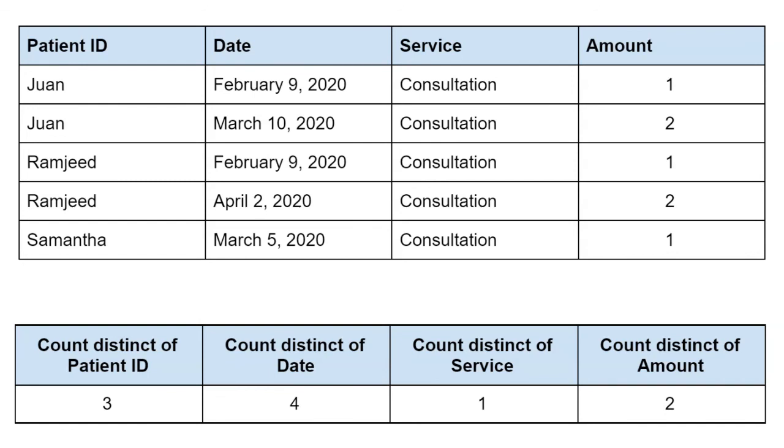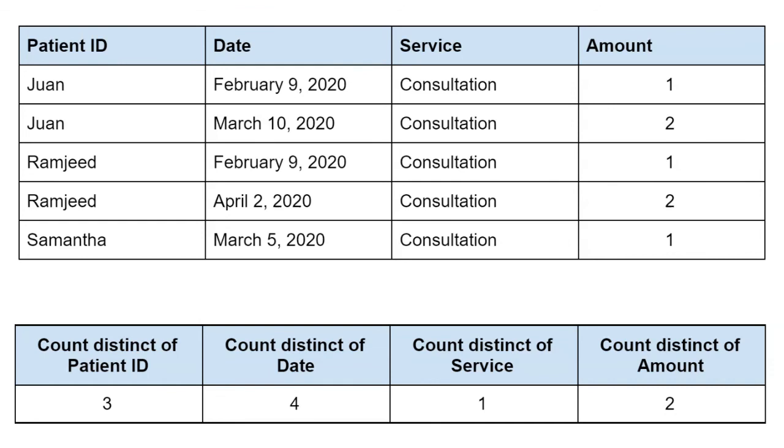We get this output because there are 3 unique names in our dataset. With regards to the dates, February 9 occurs twice, so the distinct count for dates is 4. There is only one type of service being provided, so the distinct count is 1. There are 2 different amounts that occur in our dataset, so the distinct count for that part is 2. This example is just to show how the distinct count function works.